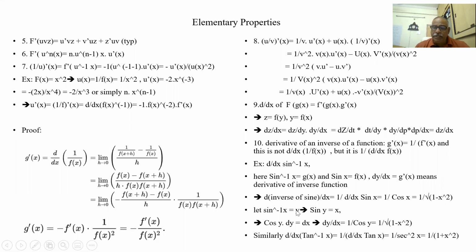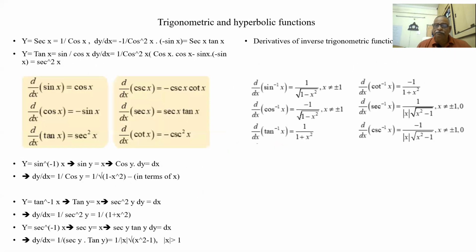What is dy by dx? D of y by dx, y is sin inverse x. So d of sin inverse x by dx is equal to 1 by cos y. That is equal to 1 by square root of 1 minus x square, because cos y is square root of 1 minus sin square y. So this is how we have seen earlier. So derivative of sin inverse x is 1 by square root of 1 minus x square. X cannot be more than 1, because if it is more than 1, then it goes into the non-real term with minus i.